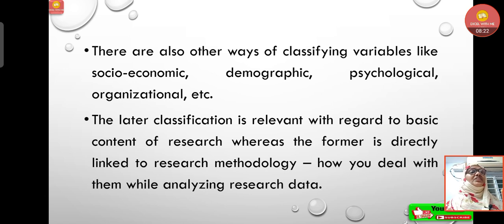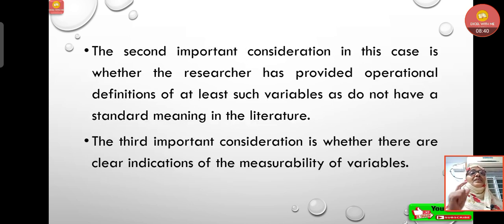Now, the latter classification is relevant with regard to basic content of research, whereas the former is directly linked to research methodology. That is, variables related to dependent, independent, and intervening, they are directly linked to methodology, how you deal with them while analyzing research data. The second important consideration in this case is whether the researcher has provided operational definitions of at least such variables as do not have a standard meaning in the literature, obviously. The third important consideration is whether there are clear indications of the measurability of variables.